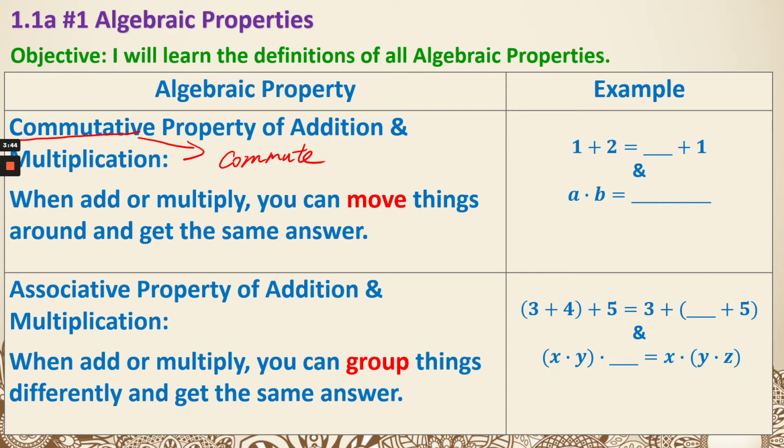So for example, 2 plus 1 is on the back. Well, I can move it to the front, so it's the same as 1 plus 2. A times b, I can switch things around. I can move b to the front. That means a times b is the same as b times a.